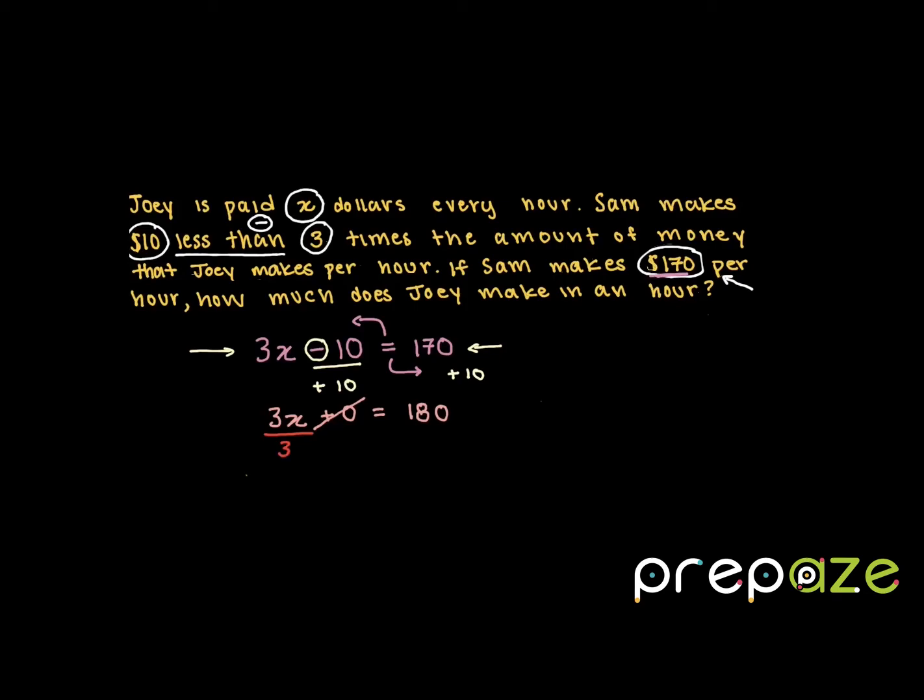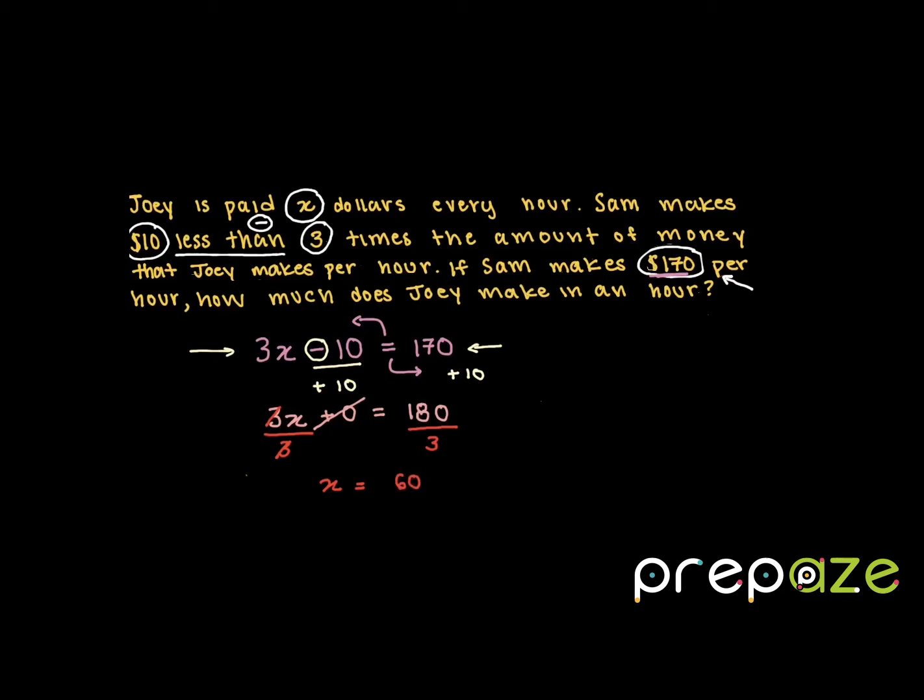When I do that, these 3's cancel out and I'm left with just x on my left-hand side. However, since I divided my left-hand side by 3, I need to also divide my right-hand side by 3. When I do this, I'm left with x is equal to 60.